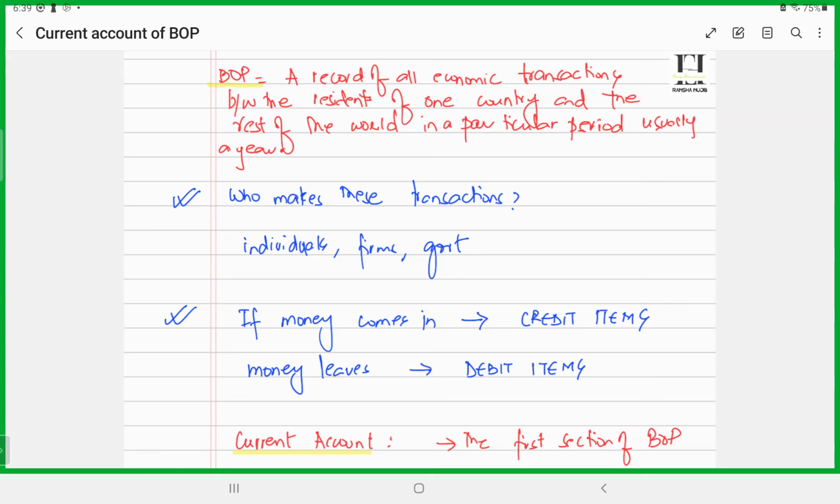Balance of payment, known as BOP, is a record of all the economic transactions between the residents of one country and the rest of the world, usually measured over a year. So how would we define it? It's a record of all the economic transactions that one country does with the rest of the world. The question which now arises is, who actually makes these transactions? These transactions are made by individuals, firms, and the government.